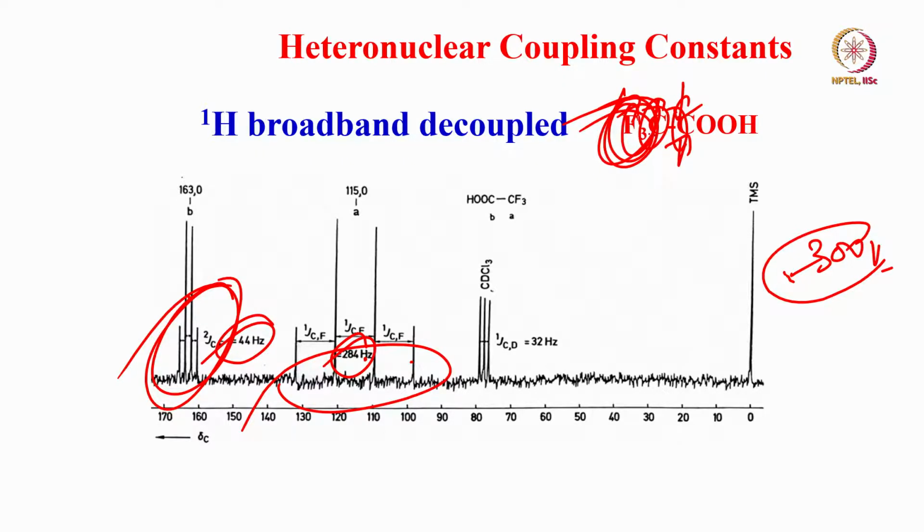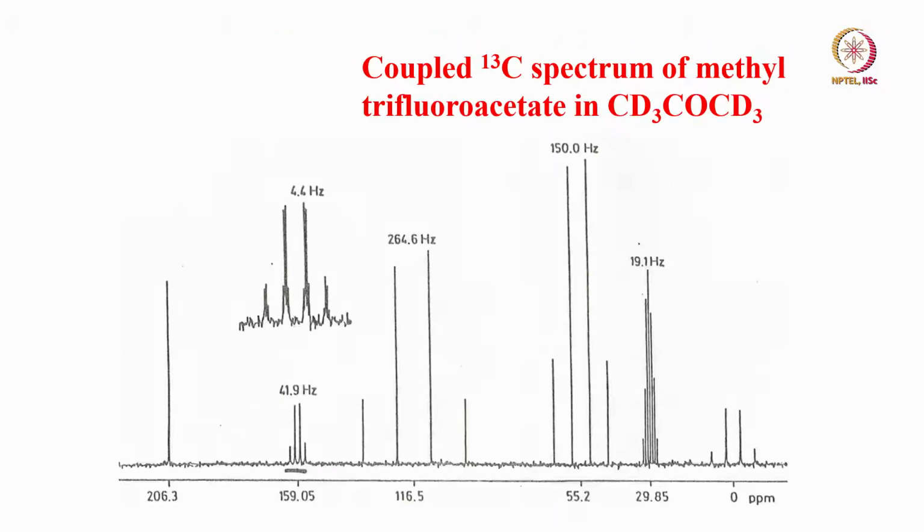The directly attached fluorine carbon has a larger separation, a larger quartet, and this is a smaller quartet. Very easy to interpret. If there used to be a proton coupling, then you would have had coupling with OH protons and all those things. Now, we will go to another molecule like this.